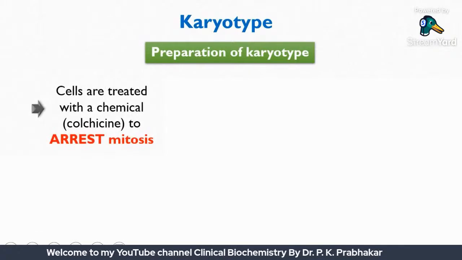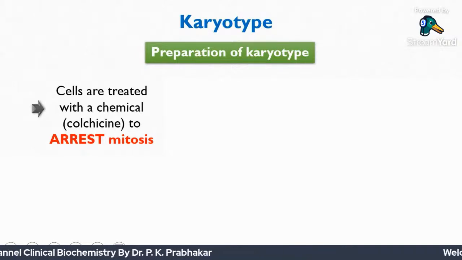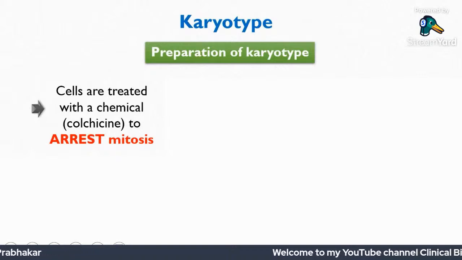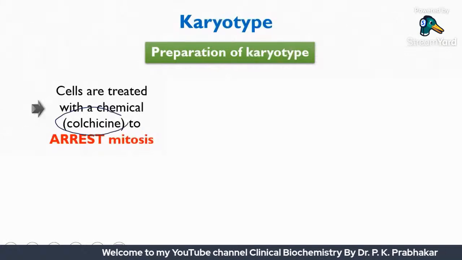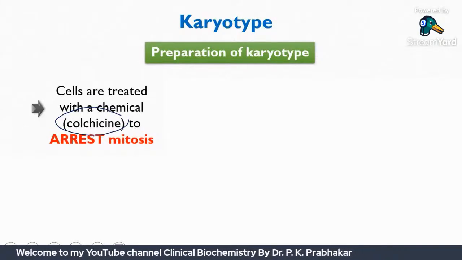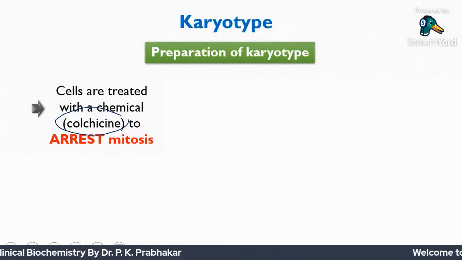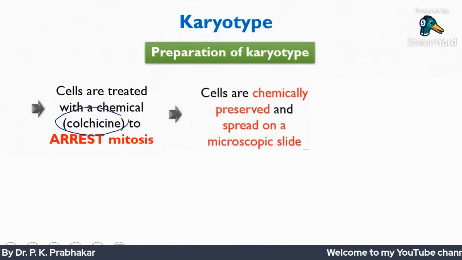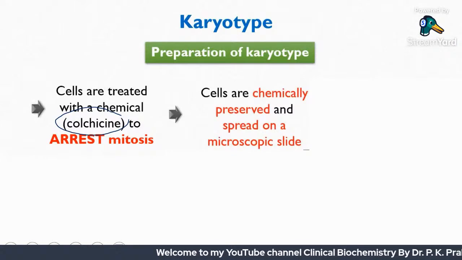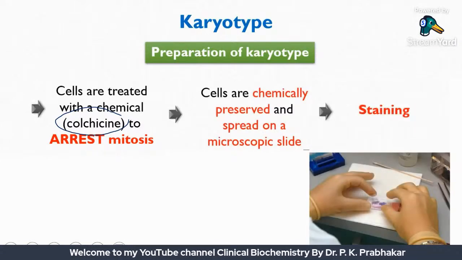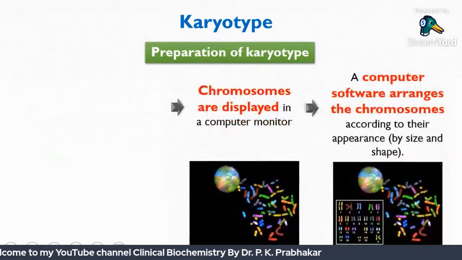After this, cells are treated with a chemical which stops mitosis in metaphase. So the cell will be arrested in the metaphase of mitosis. Most commonly, we use colchicine to arrest the cell division, so the cell will not go to anaphase; it will stay in metaphase. Then these cells are chemically preserved and spread on microscope slides. There we stain and visualize them.